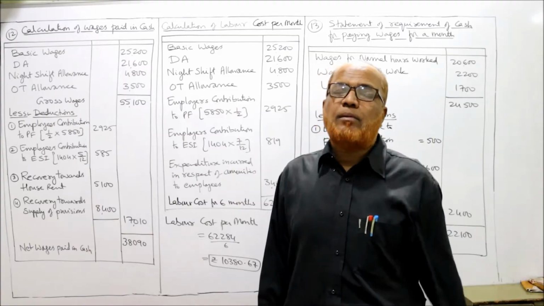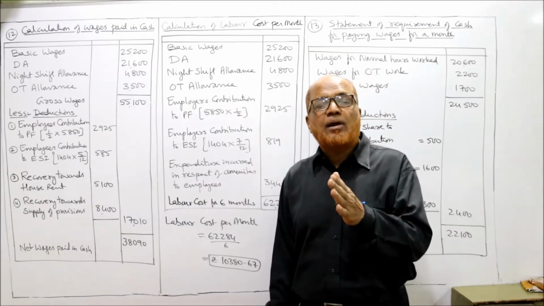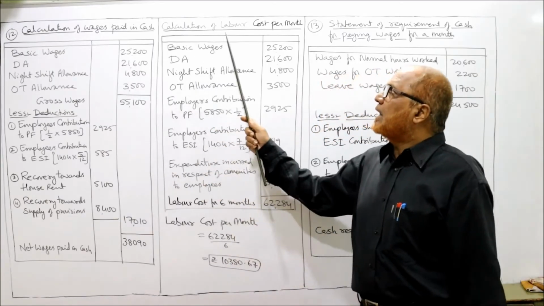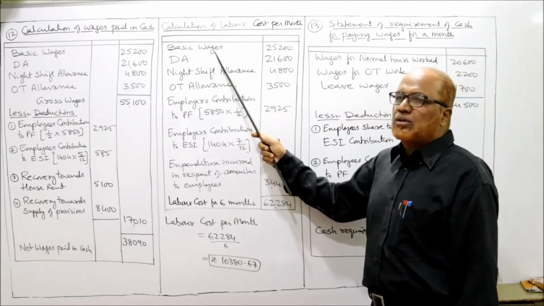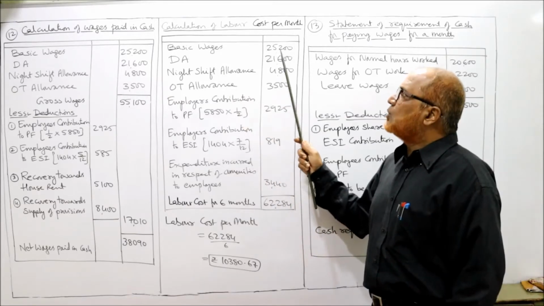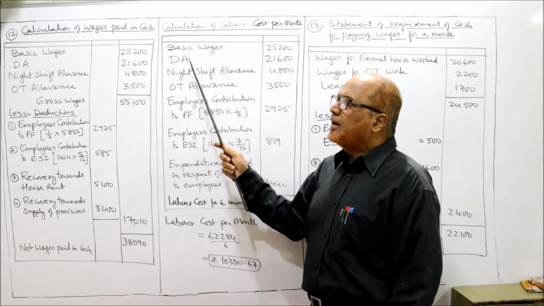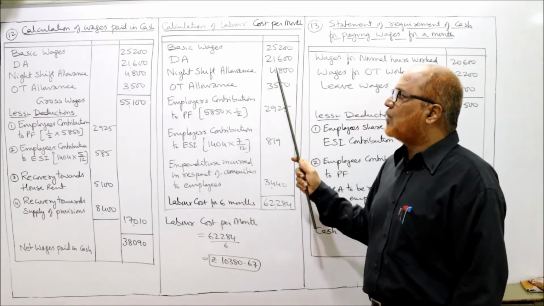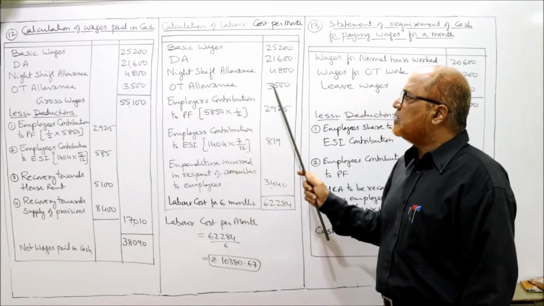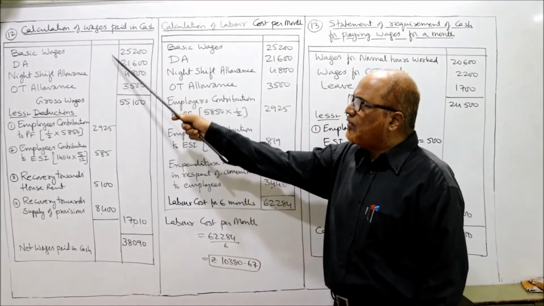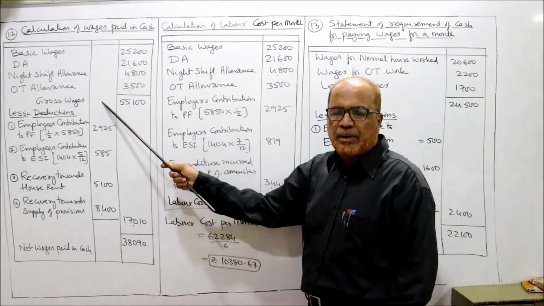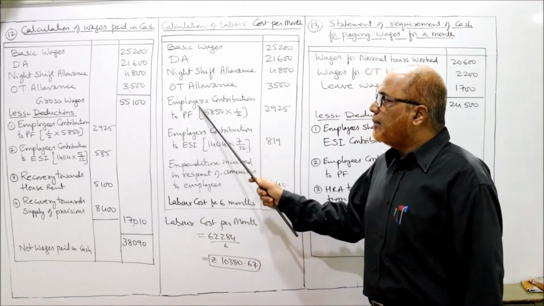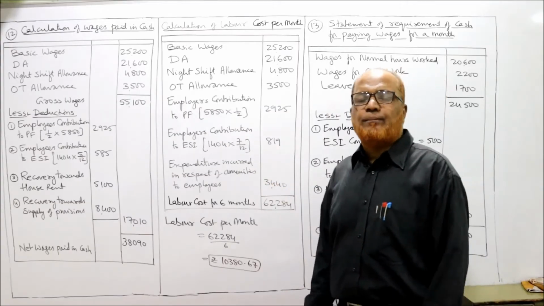The second part of the problem is asking what the labor cost incidence to the employer per month is. So, calculation of labor cost per month. Direct basic wages: basic wages are 25,200. Dearness allowance 21,600, night shift allowance 4,800, overtime allowance 3,500. Whatever we have taken in the calculation of wages payable in cash, the same we take in labor cost. Now, employer's contribution to Provident Fund.